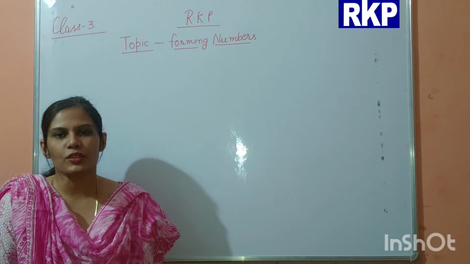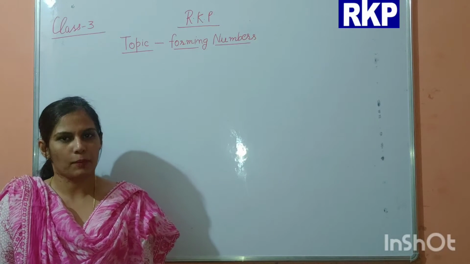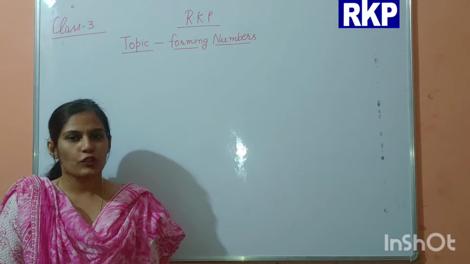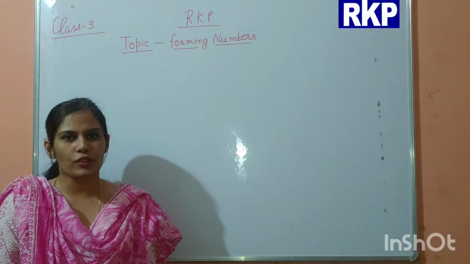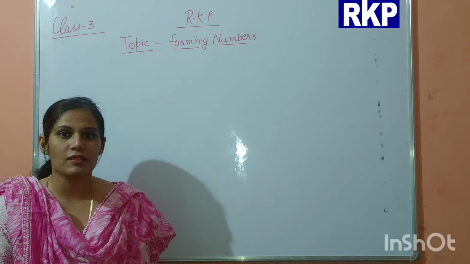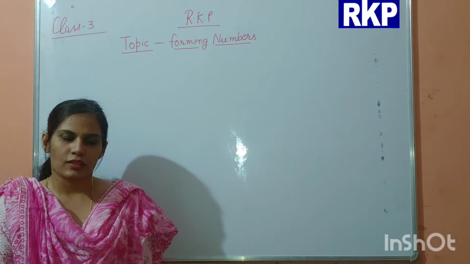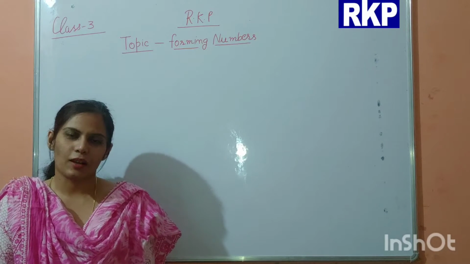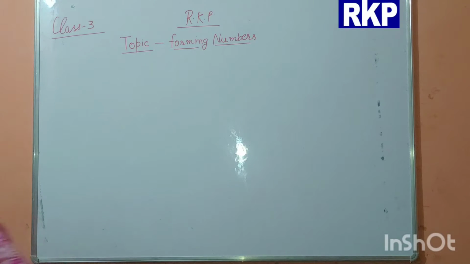Students, our previous topic was comparing numbers, but today our topic is forming numbers. You know the numbers now? All of us know the numbers 1 to 9, but there is a number 0 also. 0 has some different values every time. So just have a story about 0.